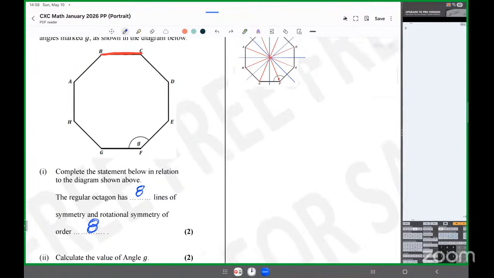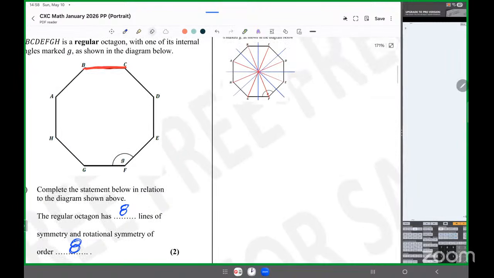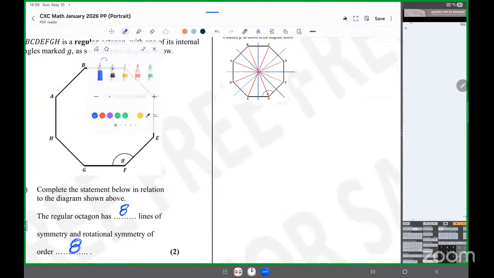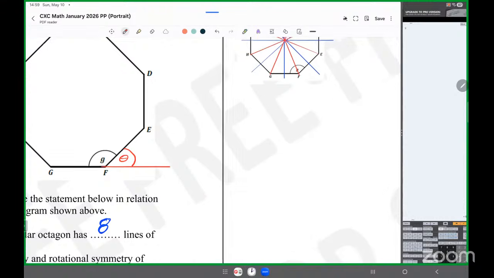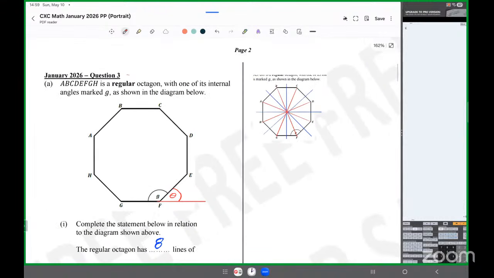Let me show you again. I did this with the hexagon yesterday. There are 2 ways to do it. You can work from the perspective of the interior or the exterior. Exterior is easier. So to find that angle G, I'm going to find this exterior angle out here first. Let's call it theta. That's an exterior angle, and it's a regular polygon, so all the exterior angles are equal and all the interior angles are equal.